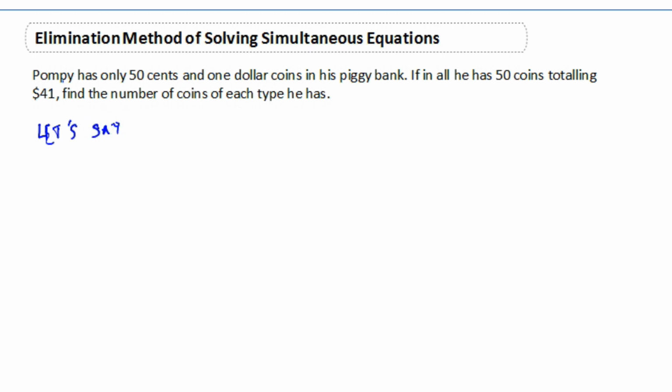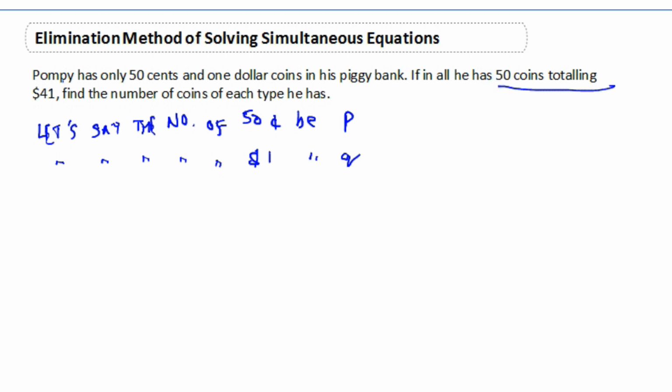Let's say the number of 50 cents coins be, let's take P and Q, say P, and let's say the number of $1 coins be Q. Now we know that he has a total of 50 coins, so we know that P plus Q is equal to 50, right?